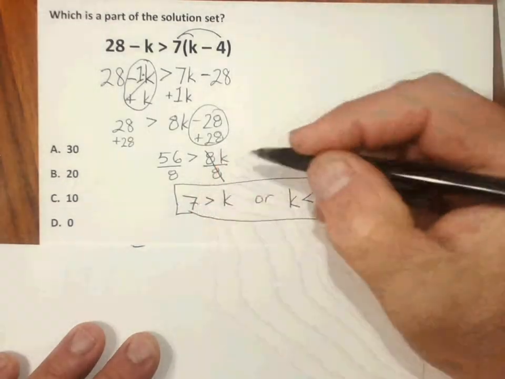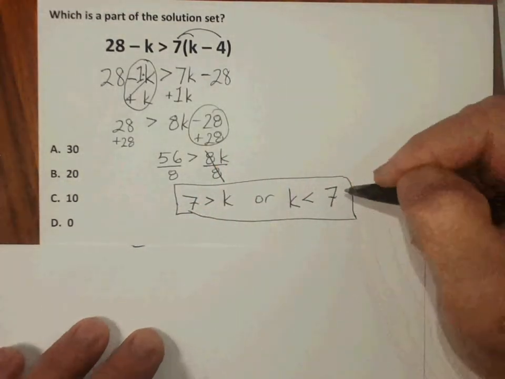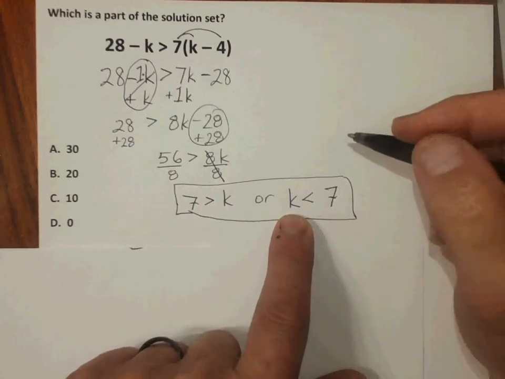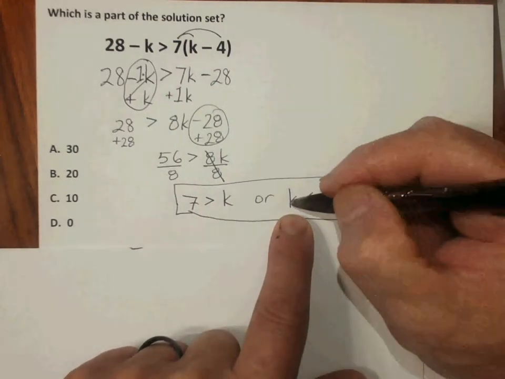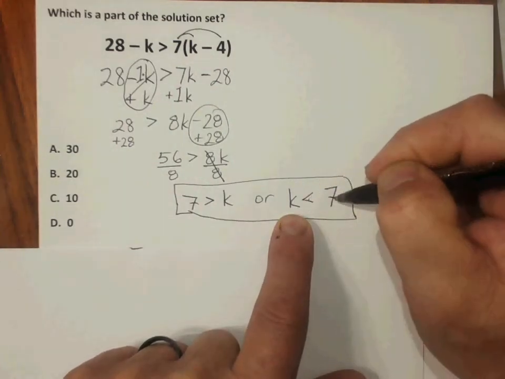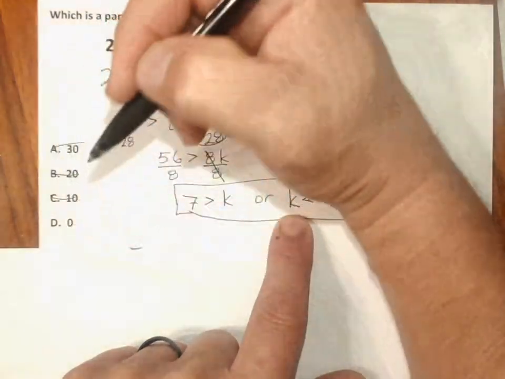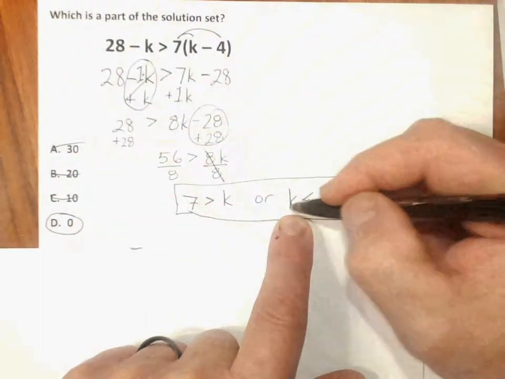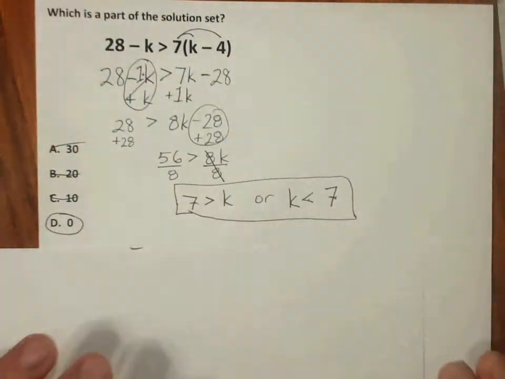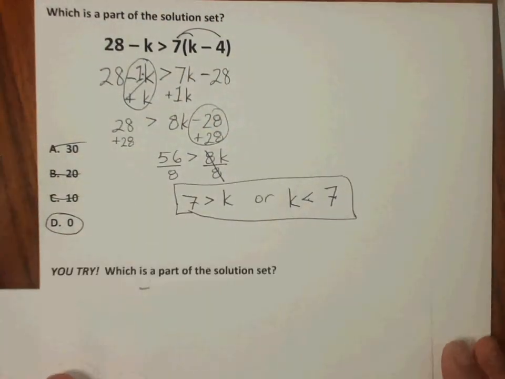And again, I like to read the one with my variable first. I need a number less than 7. 30's not, 20's not, 10's not. Hey, guess what? 0's less than 7. That's the one I want. Time for you to try.